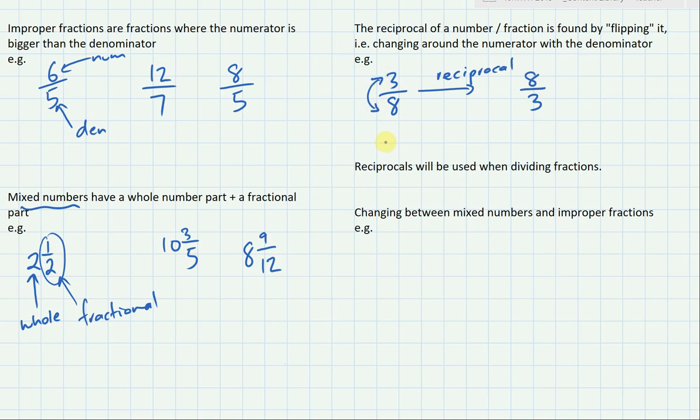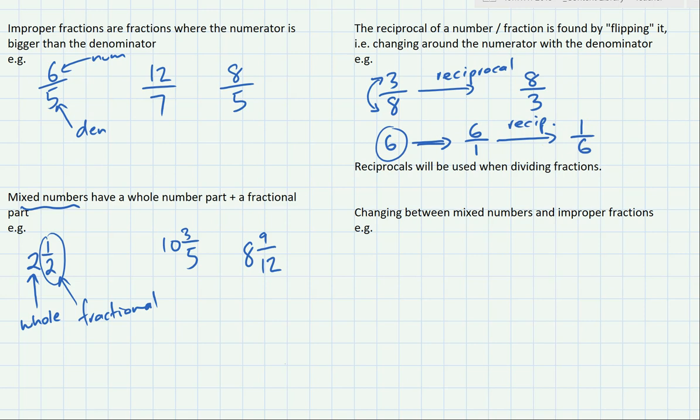If we have a number like, say 6, which is just a whole number, that can be written as 6/1 or 6 wholes. So to find the reciprocal of 6, if you write it like that, then the reciprocal would be 1/6.